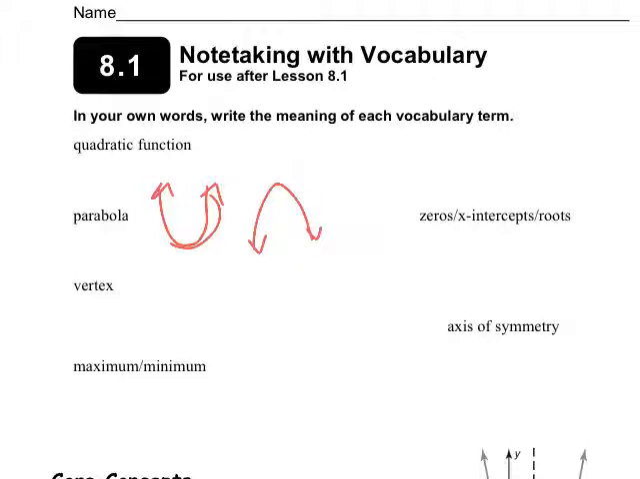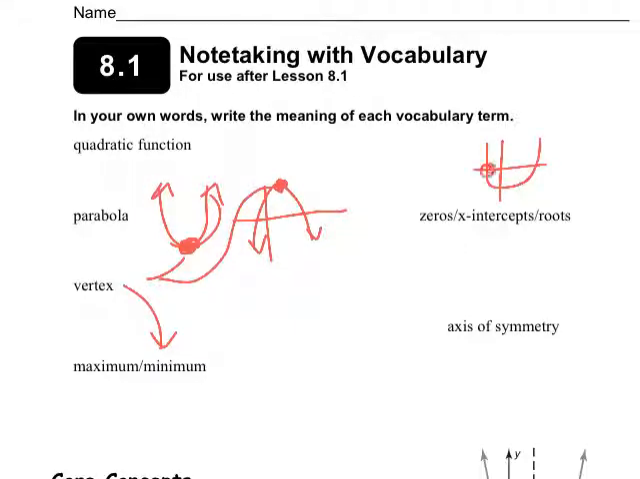Okay, so if I'm looking at this as a graph, this right here would be my vertex. So the vertex is a maximum or minimum depending on where it's opening. Okay, so here would be my vertex. The zeros or x-intercepts would be these points right here. Those are my zeros, or x-intercepts, it's where it crosses the x-axis.